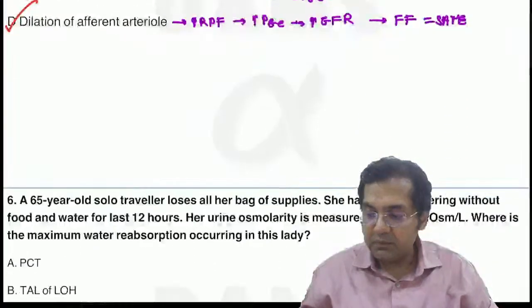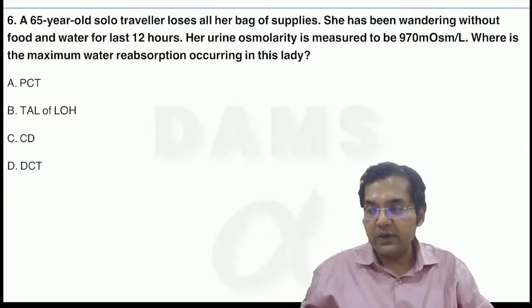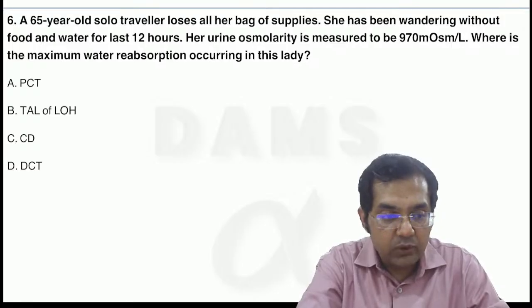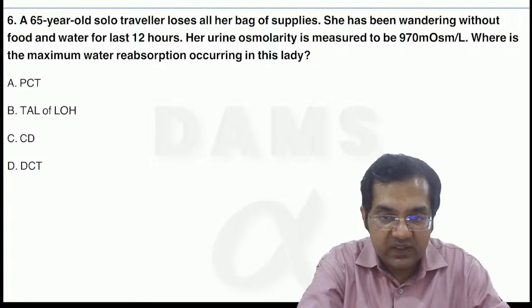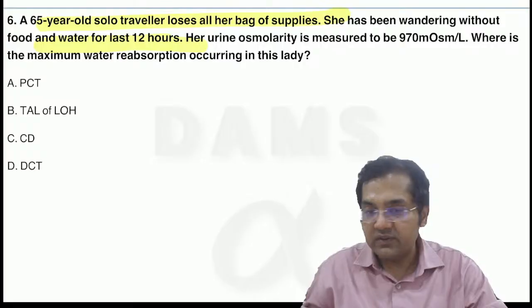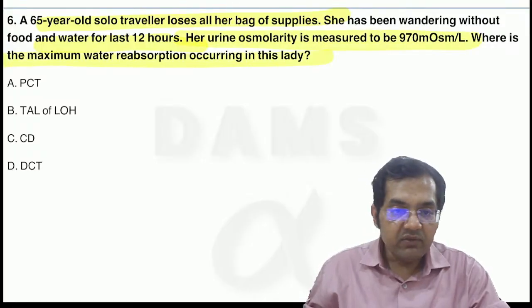Let's move to question number 6 now. This is a very important question. This can definitely come in your exams. A 65-year-old solo traveler loses her whole bag of supplies. That means all her water, food, everything she has lost. And now she is seen wandering without food and water for the last 12 hours. So her urine osmolarity is very high, around 970. Where is the maximum water being reabsorbed in this lady?